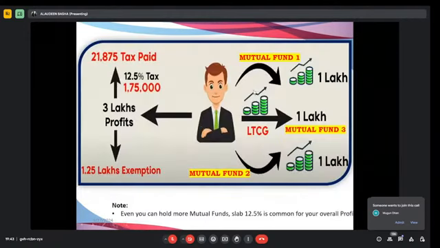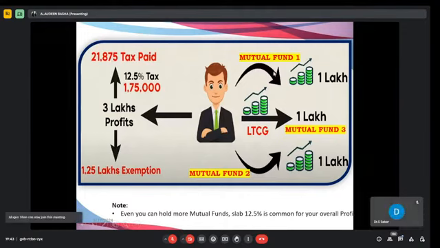Now, with one example. Why I am putting this example is that yesterday or the day before, some faculty member asked me, sir, if I have more than one mutual fund, will all the mutual fund profit be consolidated to get the tax exemption, or is it separate? So that's why I am putting this diagram. Even if you hold any number of mutual funds, the 12.5% slab is common for your overall profit, not the individual mutual fund profit. Let me repeat once again. Even if you hold more than one mutual fund, the slab should be common for the overall profit of the mutual funds. For example, if you have 3 mutual funds, 1, 2, 3 like that.